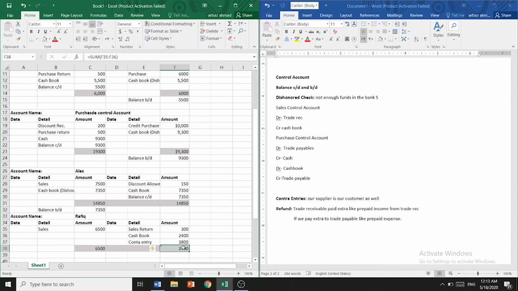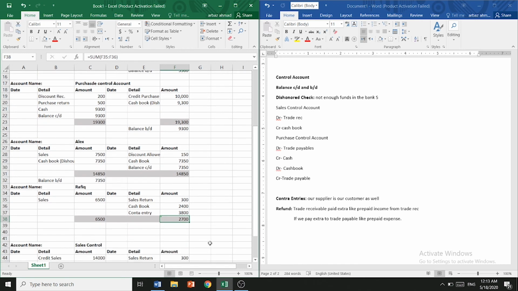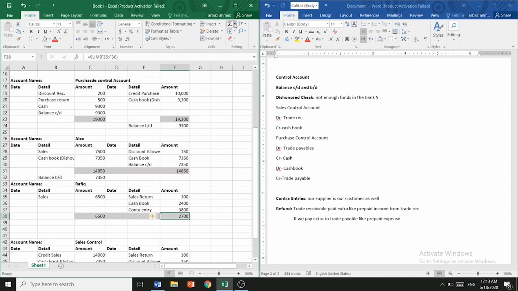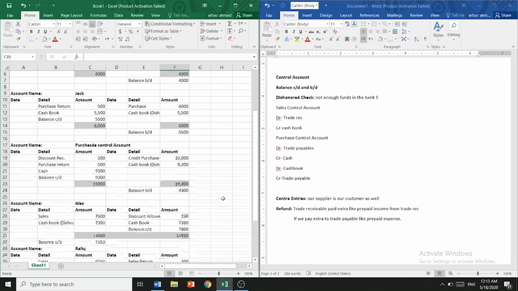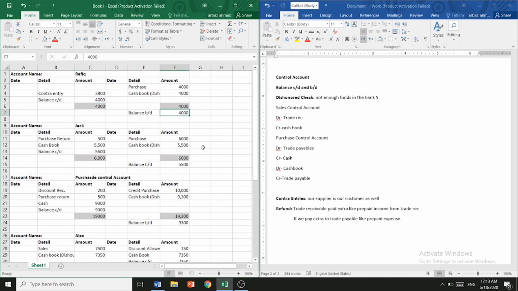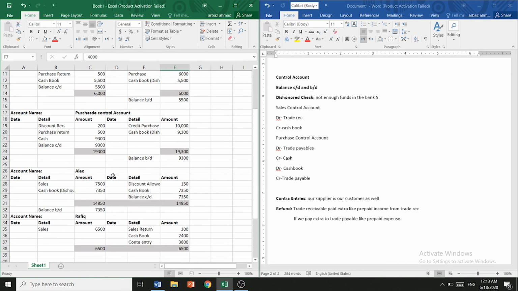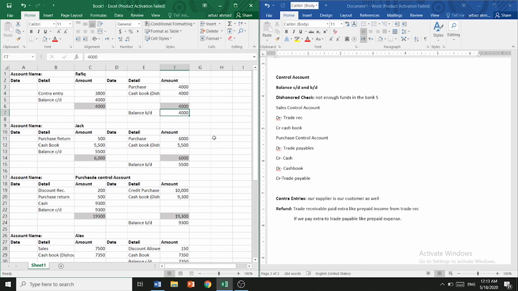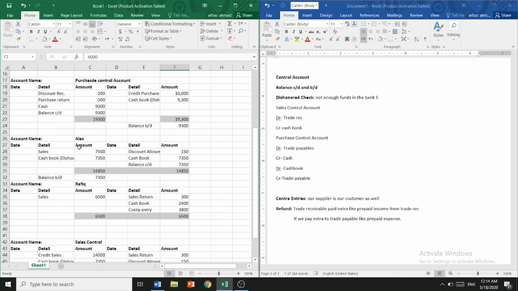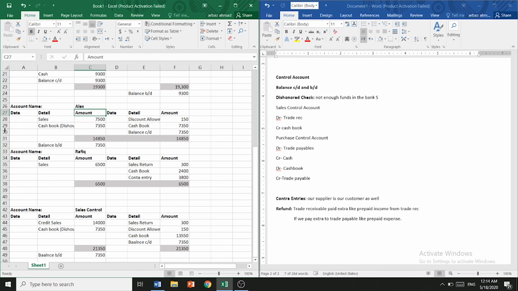So it will still balance. It should. Yes, it does. So here also it balances, here also it balances. This is contra entry. My supplier is also my customer, or my customer is also my supplier. It can be vice versa, the other way around. Refunds are something like I already explained. Trade receivable paid an extra amount, so it means Alex is my trade receivable.